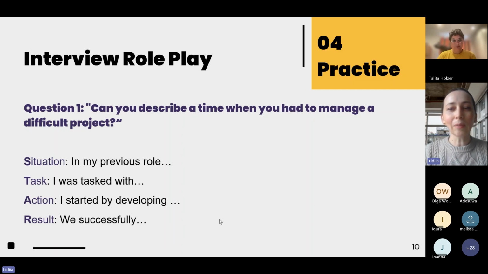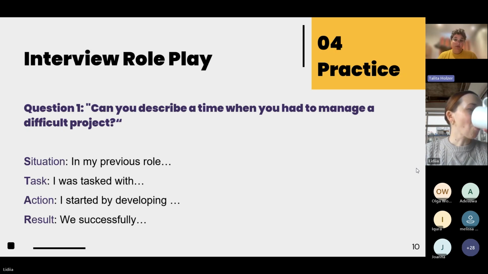Could you, Talita, please describe a time when you had to manage a difficult project? Yes, absolutely. So, in my previous role as a program coordinator, my team was tasked with implementing a new CRM system within a very tight deadline. The project was critical as it aimed to improve our customer service operations, and we just had a couple of weeks to do it. As I had more of a technical background compared to my teammates, I stepped up and took initiative to ensure that the implementation was seamless.